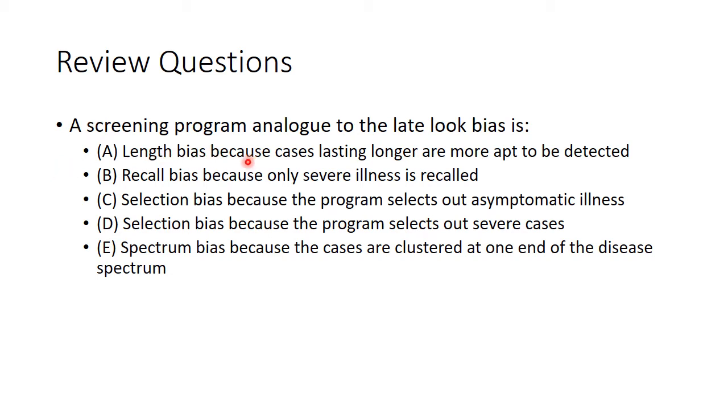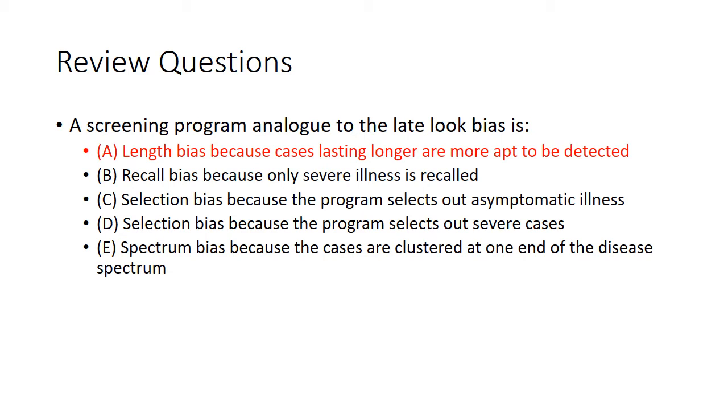So it'd be a length bias because cases lasting longer are more likely to be detected. Is it recall bias because only people remember their severe illnesses? Is it selection bias because the program selects out for asymptomatic illness? Is it selection bias because the program only selects out for severe cases? Or is it more likely to be spectrum bias because all the patients tend to get clustered in one end of the disease spectrum? I guess think. So again, we're looking for an analog. We're going to be missing patients because maybe they're not around anymore. So actually, it's going to be the length bias, cases lasting longer are more apt to be detected here, right?